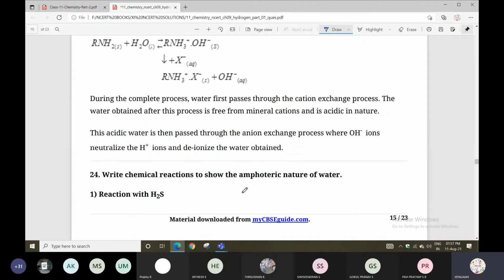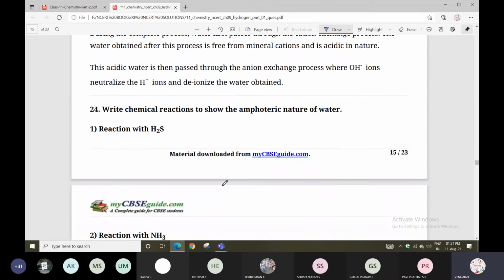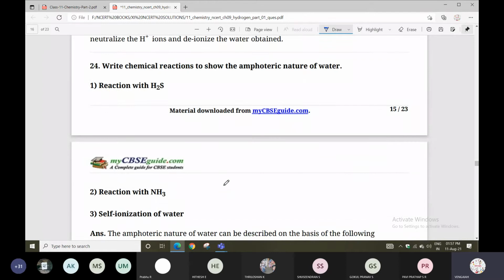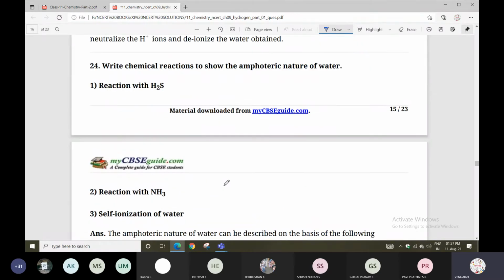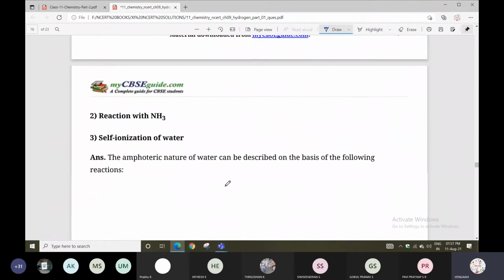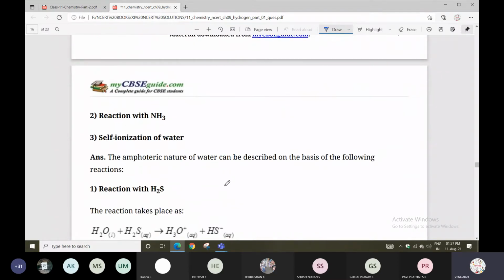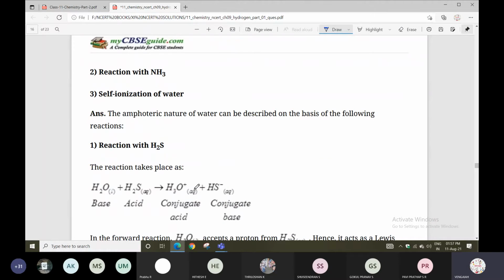Next one is: write the chemical reactions to show the amphoteric nature of water. They have given the reaction with H2S, the reaction with NH3, and the self-ionization of water. So here water acts with amphoteric nature, based on these reactions.